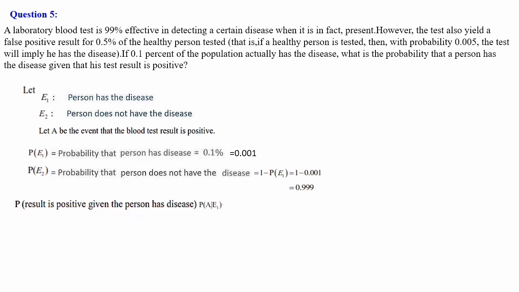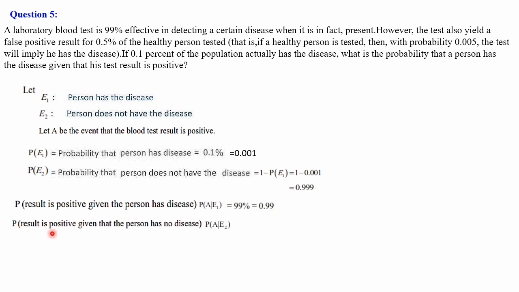Next, probability of result is positive given that the person has the disease. That is P of A given E1. A is the result is positive, given E1. E1 means a person has the disease. That is equal to 99%. It is given to you that the test is 99% effective, in the sense a person having the disease will be detected positive. So P of A given E1 is 99%, that is 0.99.